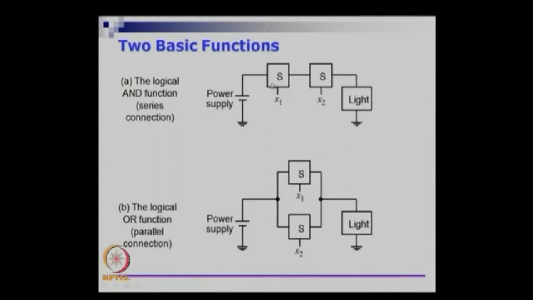So whenever you have switches in series, we call them the AND function. So AND is capitalized here, it is an operator also. So X1 and X2 should be on for the light to be on.